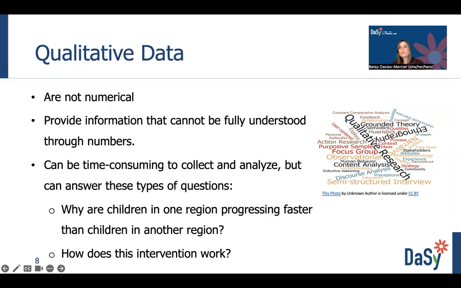For example, it might require scheduling and conducting several in-depth interviews and then analyzing the responses with a team of stakeholders. The benefit of those efforts is that qualitative data often offer rich information that can answer critical questions, such as what makes an intervention effective, or why an intervention is more effective in one region than in another.